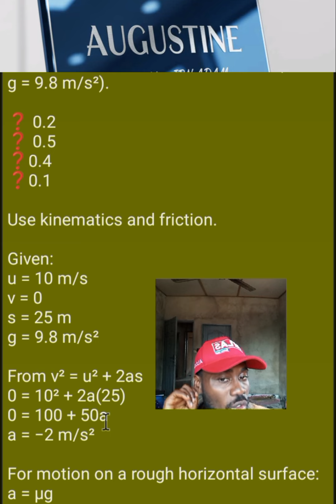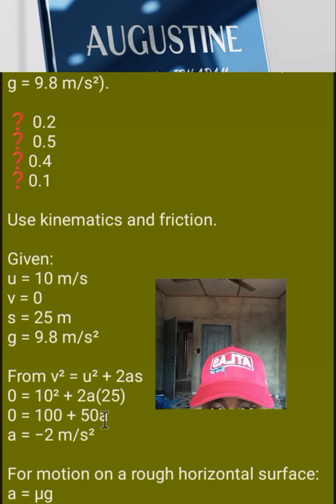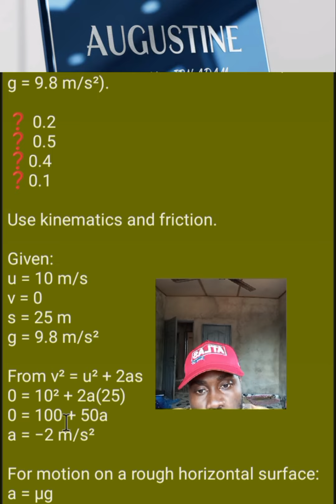Hope you are making your notes, hope you are writing. So we will finally get A is equal to minus 2 meters per second squared. So what we will do here, because 50A has A and 100 has no A, we will do what? We will collect like terms.